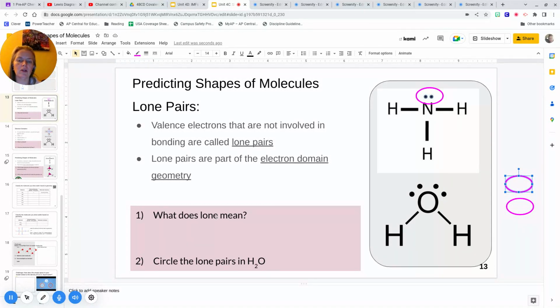If you think about the word lone, it sounds kind of like alone. And in this case, I think it refers to the fact that these electrons belong to nitrogen, but they're not shared between nitrogen and hydrogen. So they're nitrogen's electrons. They're lone electrons. They only belong to nitrogen.